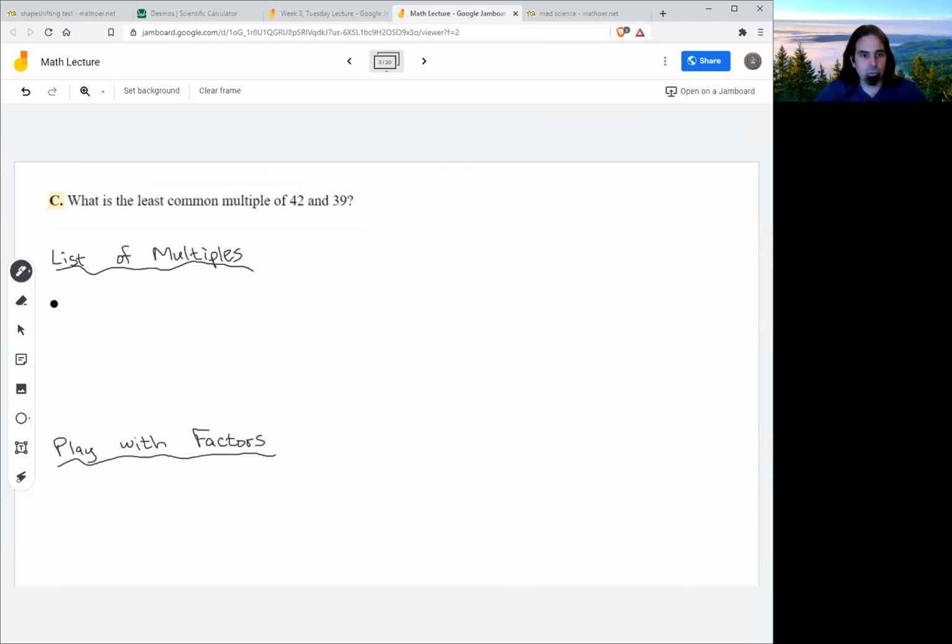So for lists of multiples, we would say 42, 84, 126, 168, 210, 252. Maybe that's enough. Let's see. 39. So it's almost 40. So 40 and 40 is going to be 80, but then it'll be 2 less, so 78. Then we'll have 120, but 3 less, so 117.